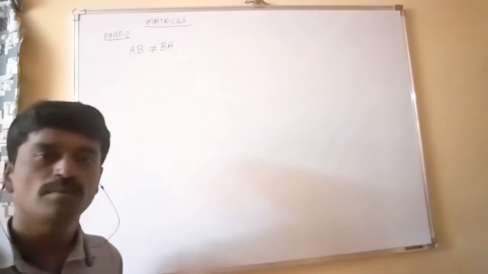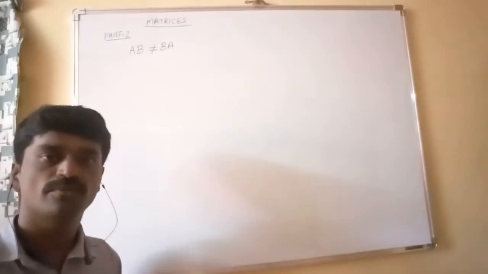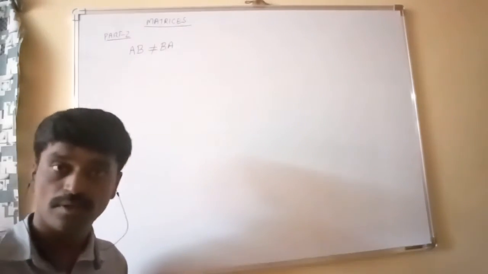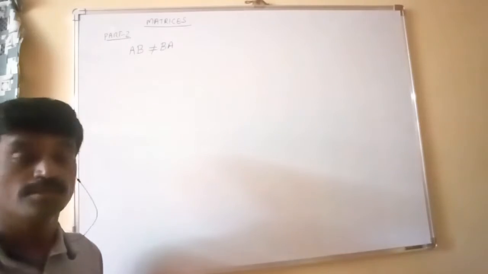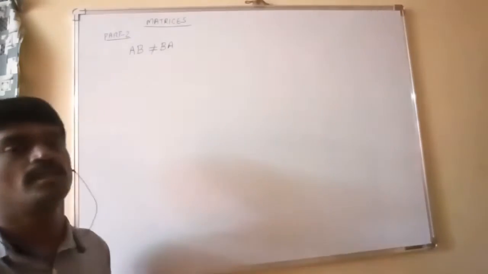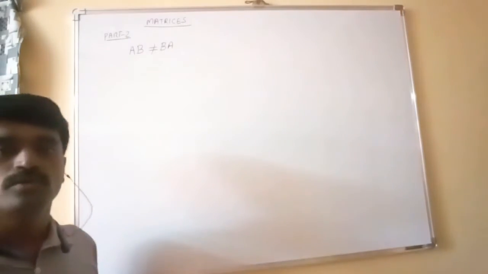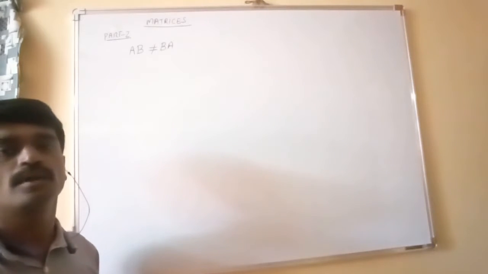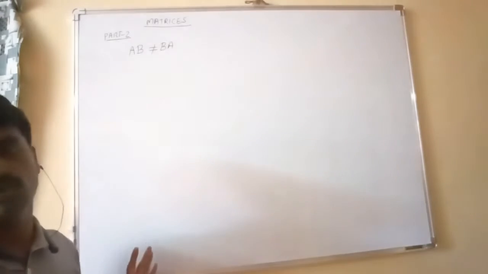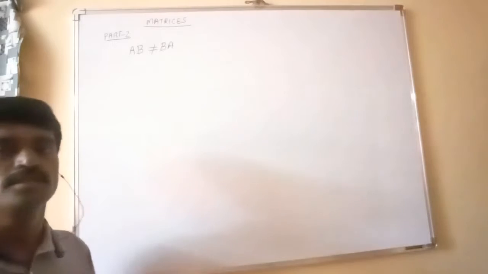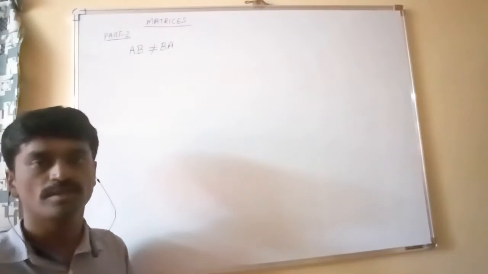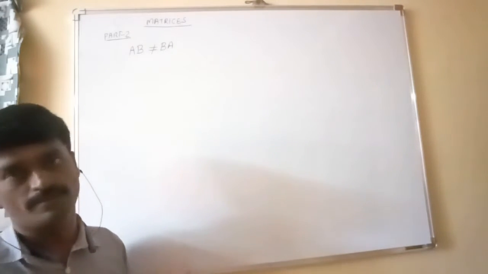Sometimes AB may be defined, BA may not be defined. Sometimes BA may be defined, AB not defined. Sometimes both are defined, but the order may be different. Sometimes the order is also the same, but AB may not be equal to BA. In general, the product of matrices does not obey the commutative property. Okay?